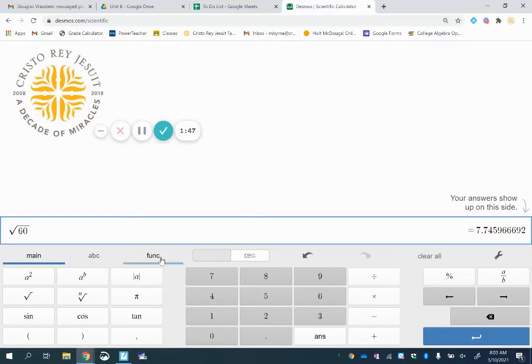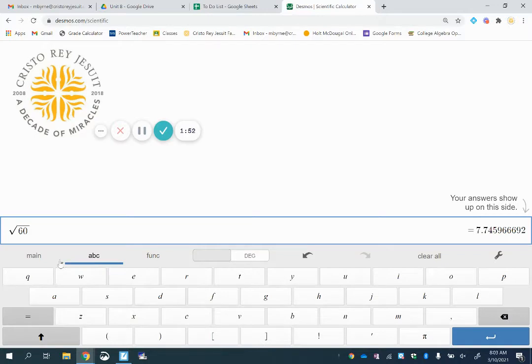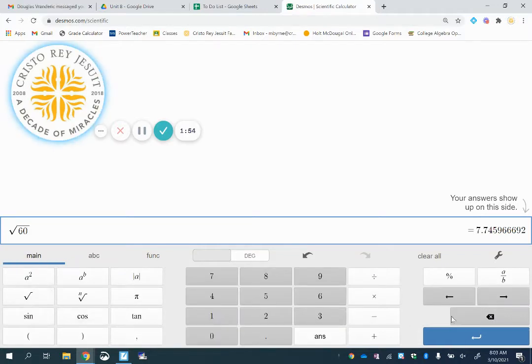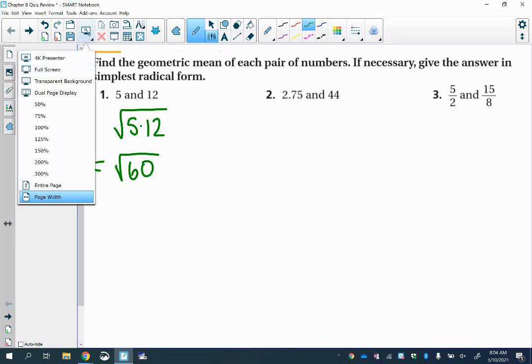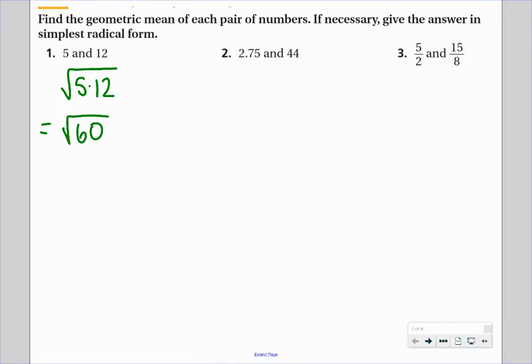It's 7.75. There's no way for the calculator to simplify the radical for you, so just writing it as a decimal is just fine. You are also more than welcome to leave it as square root of 60. All right, number 2, 2.75 and 44.